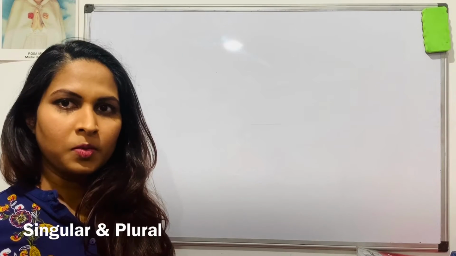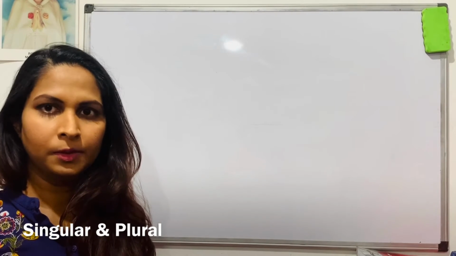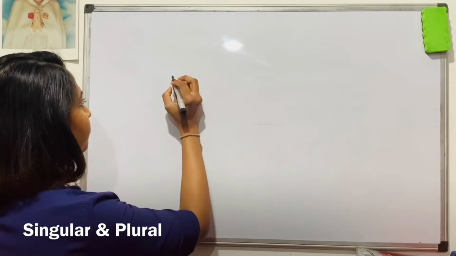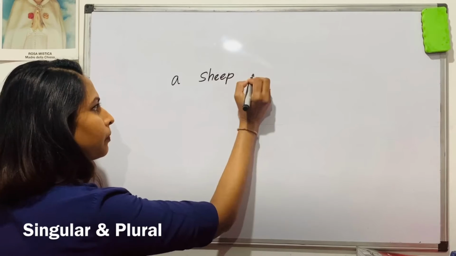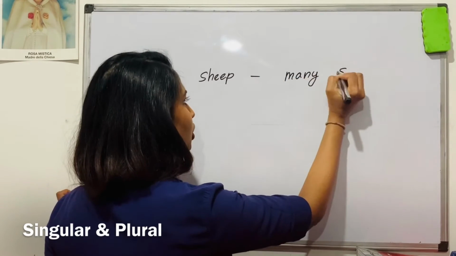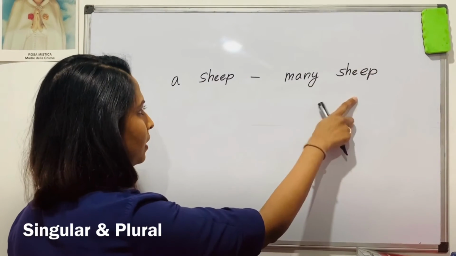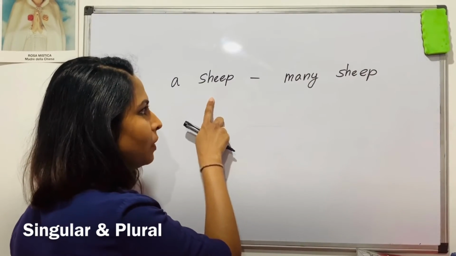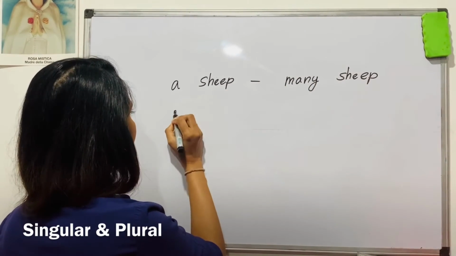There are some nouns that remain the same when we change them to plural. For example, a sheep, many sheep. It remains the same. In singular we say sheep, also in plural we say sheep.